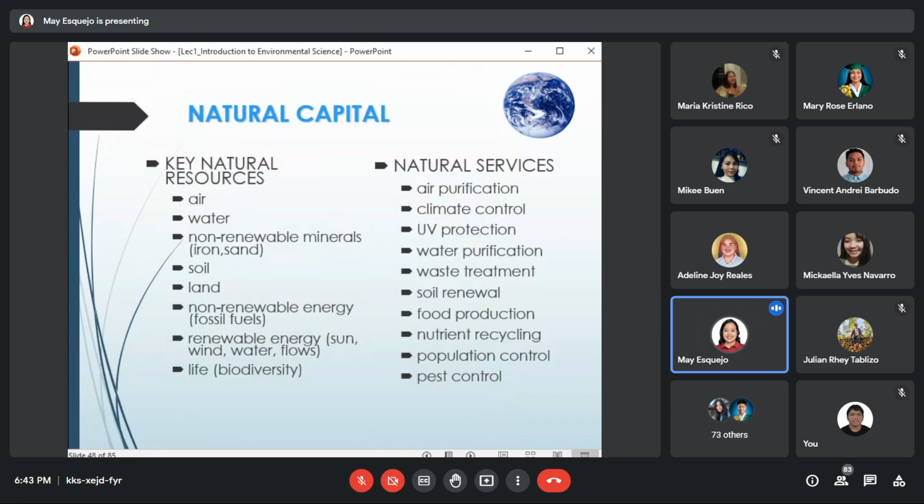Okay, so here is the list. You can see the natural resources and then the services. So the air, the water, the soil, land, and so much more. And then the services. So you have the air purification, climate control, UV protection, treatment of waste and water, then food production, of course, and many more. So that is composing the natural capital.